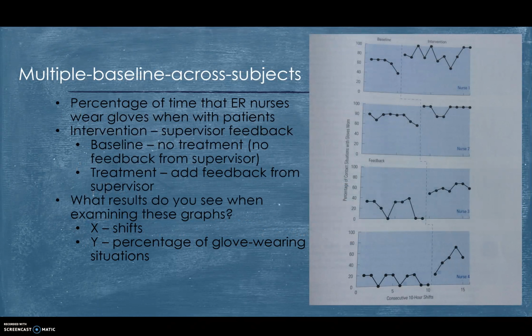Examples of these would be multiple baseline across subjects. The example from the text is, we can see here on the y-axis, this is the percentage of situations in which the nurses wear gloves. And the intervention, we can see the phase line there. After the intervention is supervisors speaking to the nurses about wearing these gloves. So we can see that for each of these nurses, this would be multiple baseline across subjects because we've got multiple participants.